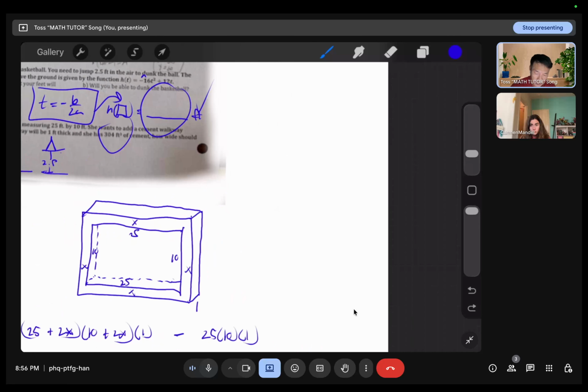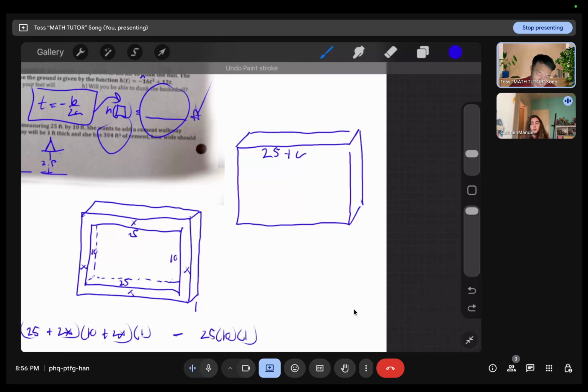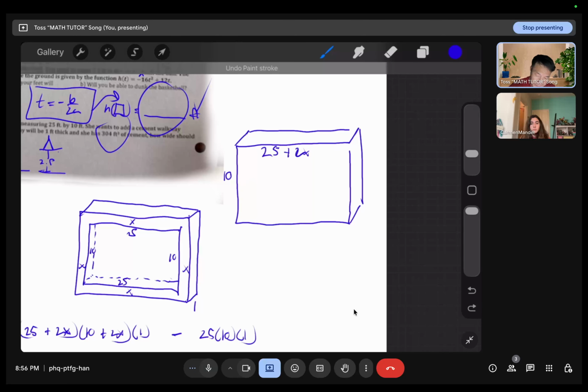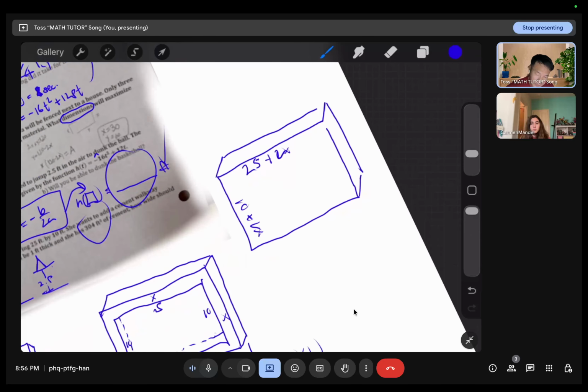Let me see if I can draw that. Without the gap inside, it will look like this, and then I'll subtract it from there. The whole thing without it being cut. Remember, length, width, and height: 25 plus 2x, and this is going to be 10 plus 2x to the side, and then 1 here. Okay.